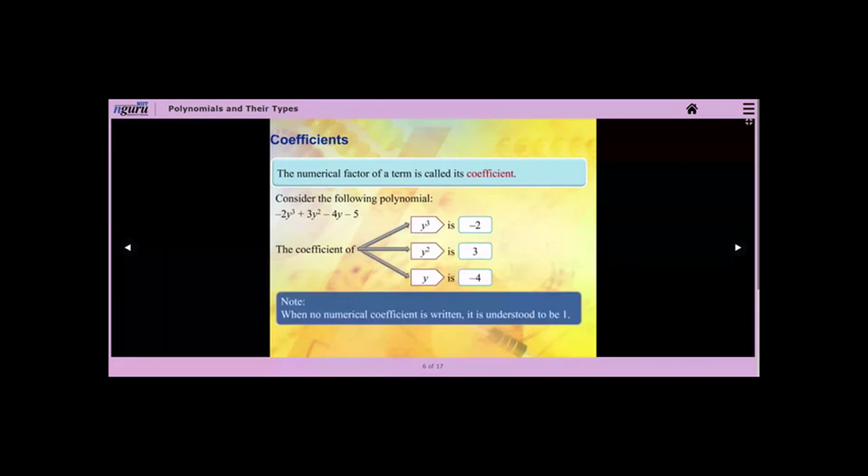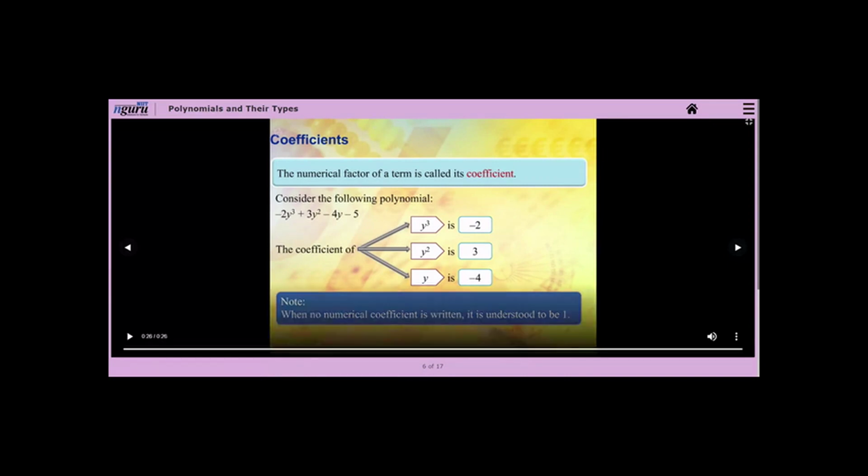For example, consider a polynomial. The coefficient of y cubed is minus 2. The coefficient of y squared is and the coefficient of y is minus 4. Note, when no numerical coefficient is written, it is understood to be 1. What about minus y? What is its coefficient? Minus 1, ma'am. Minus 1. A constant does not have any coefficient.